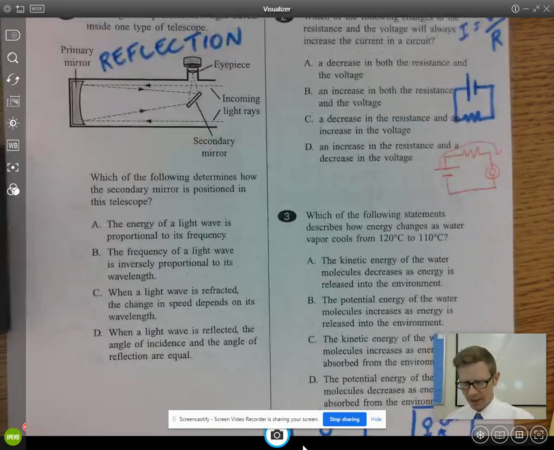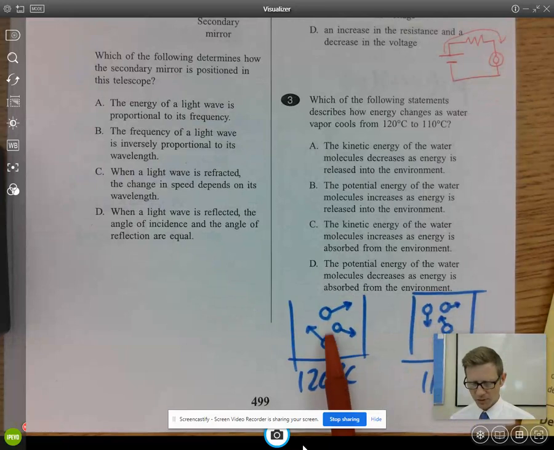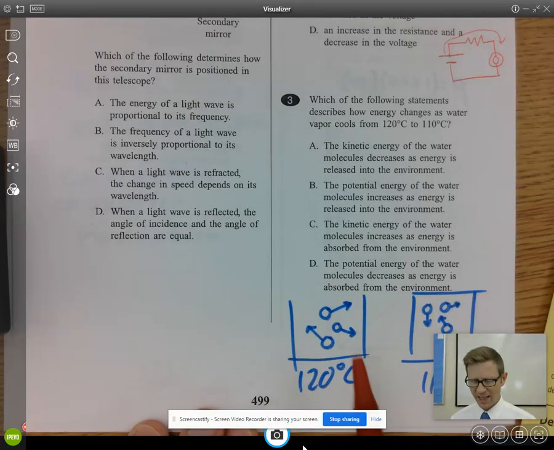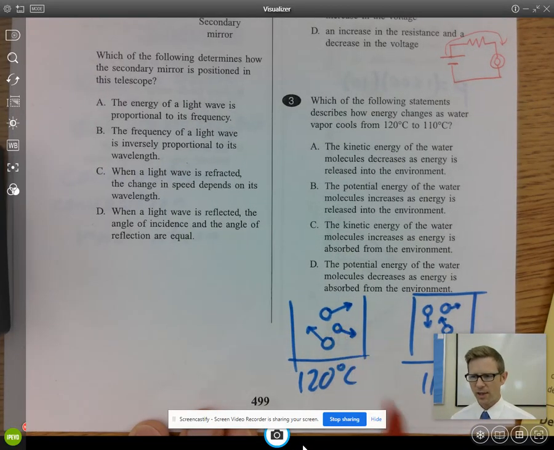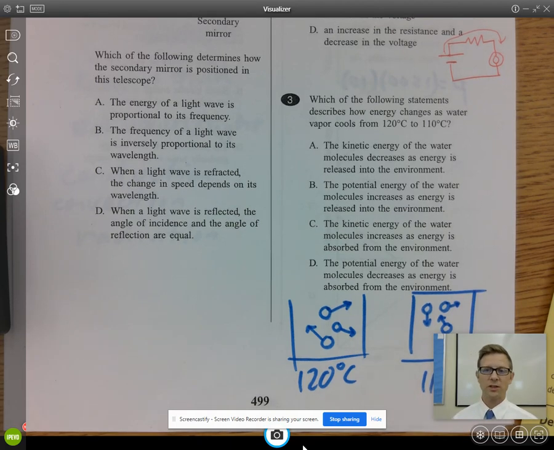Number three, I'm thinking molecules are changing. Here's molecules at that temperature. They have more kinetic energy than the molecules at this temperature, which is lower. So it must have decreased the kinetic energy. So I'm looking for a choice that says the kinetic energy of the molecules is decreasing. They must have then lost some energy into the environment or their surroundings. So the answer to number three is A.